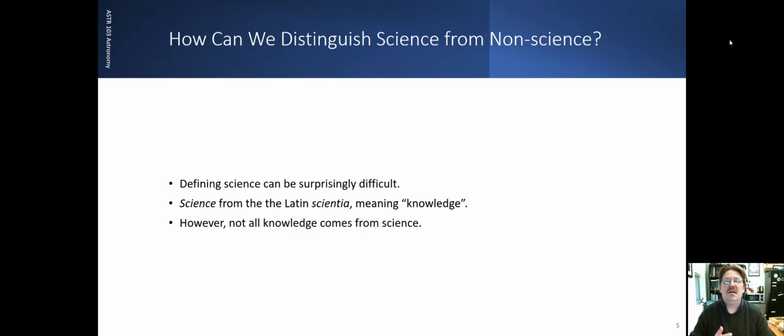We have artistic knowledge, we have emotional knowledge, we have spiritual knowledge. All of these are various forms of knowledge. But there is only one specific sort of criteria that distinguishes science from all of the rest.